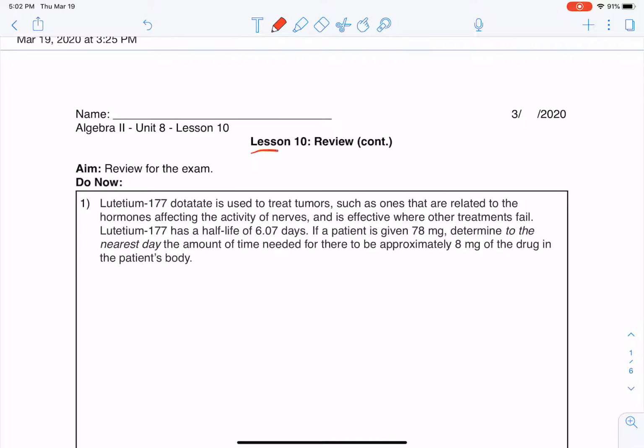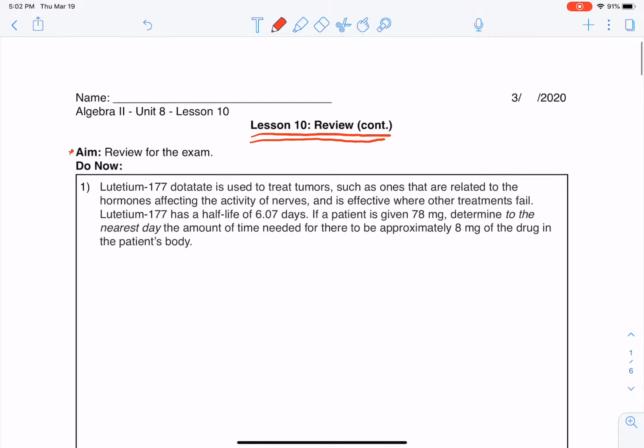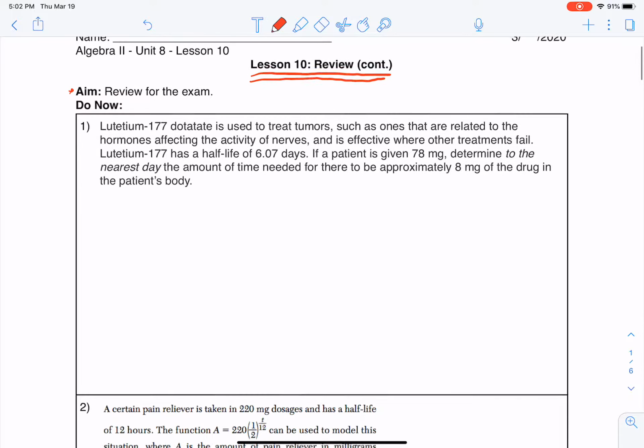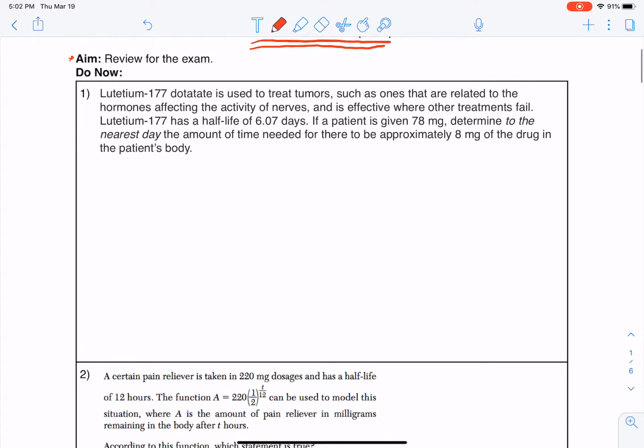We will have a test next week that will be open note, open book, meaning you can use the resources on Google Classroom to help you complete the exam. But the purpose of today's lesson is really to review for the exam. So again, this is the first of two videos. In the first video, we'll just be looking at the do now.